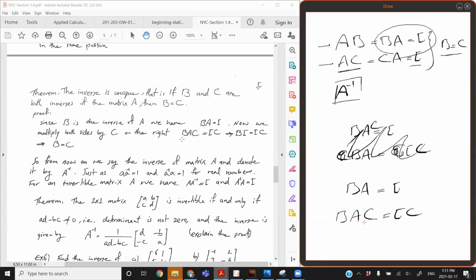Now, since C is also an inverse of A, we have AC is I. So this gives me BI is equal to IC. But we know the identity matrix times any matrix would be the same matrix. So that means B equals C. So it's impossible to find two different inverses for the same matrix. The inverse is unique. Make sense? Any questions?